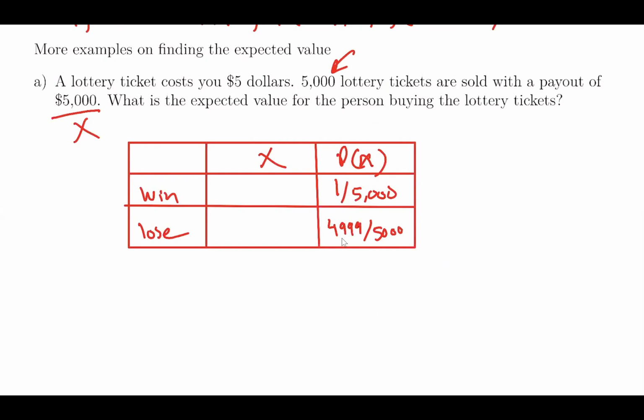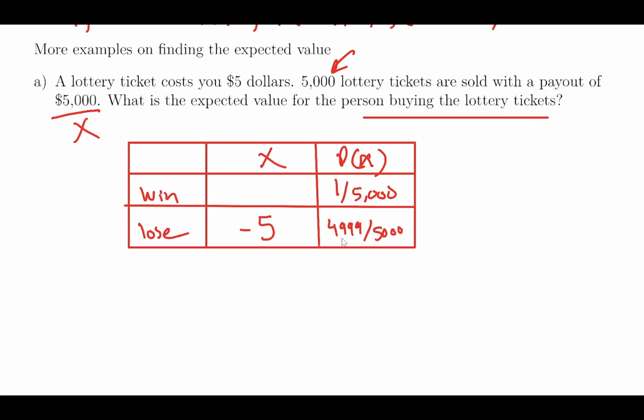All right, let's do our X value. Let's do it if somebody loses. If they lose, how much money are they out? All right, for this one you want to put -5. The reason we're putting -5 is that we're doing the expected value for the person buying the lottery ticket. Since we're doing it from the point of view of the person buying the ticket, if they lose, they're out the $5. But what happens if they win?